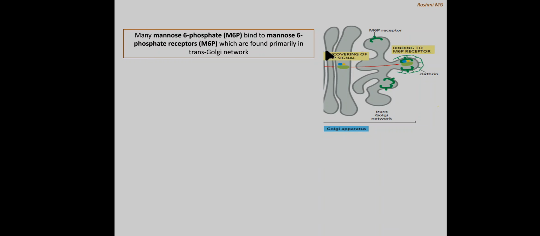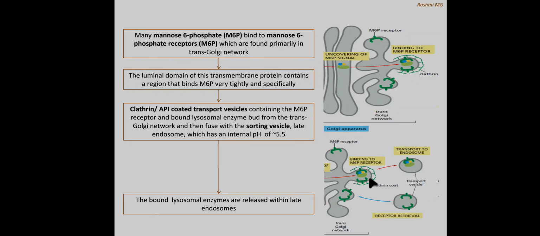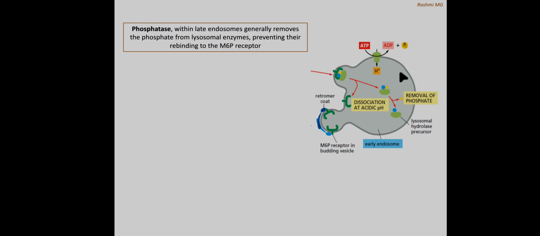This M6P binds to the mannose-6-phosphate receptor, which is primarily found in trans Golgi. The luminal domain of this transmembrane protein contains a region that binds M6P very tightly. Clathrin or AP1 coated transport vesicles containing M6P receptor bound to lysosomal enzymes bud off from the trans Golgi network and are transported to the endosome, where the bound lysosomal enzymes are released within the late endosomes. What happens after there is fusion?